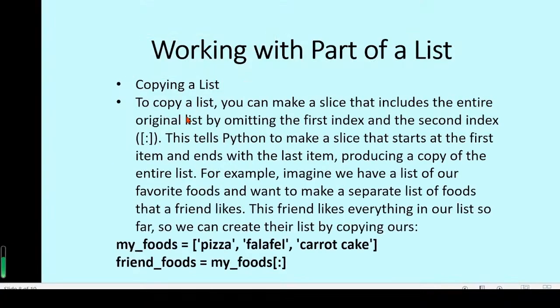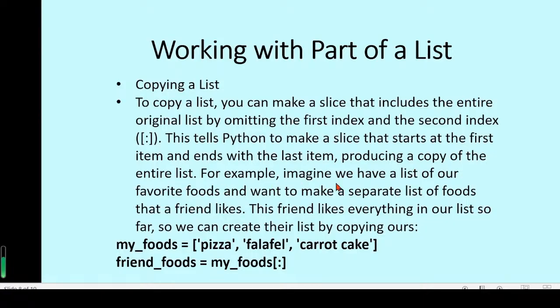And copy a list. To copy a list, you can make a slice that includes the entire original list by omitting the first index and the second index. So we just use brackets with a colon inside to copy all the elements of the list. Now this tells Python to make a slice that starts at the first item and ends with the last item, producing a copy of the entire list.